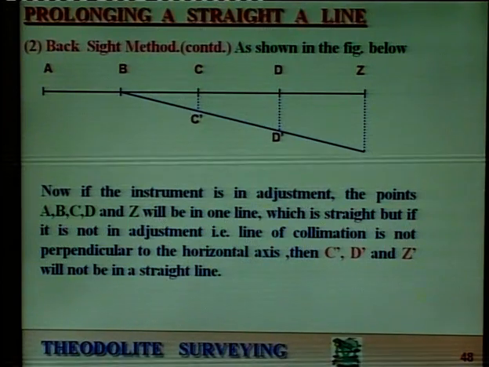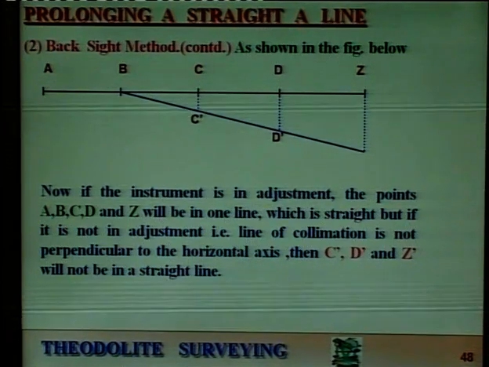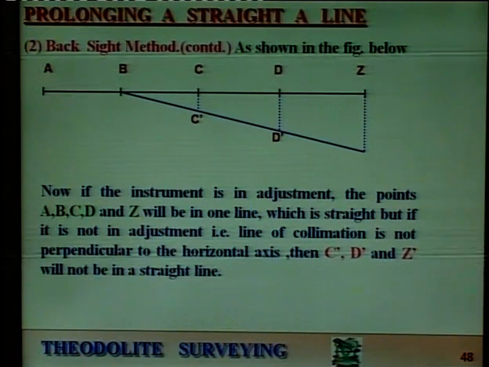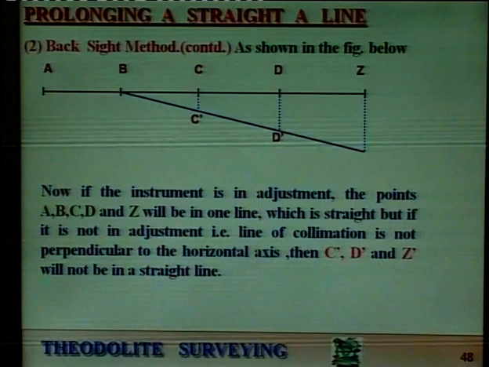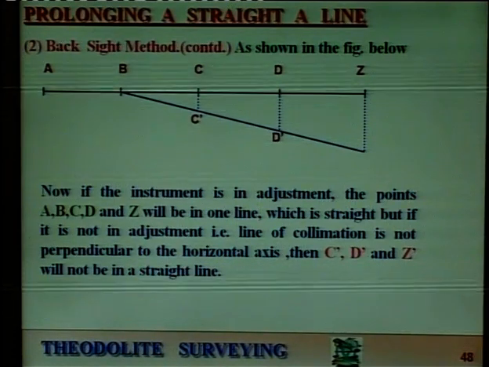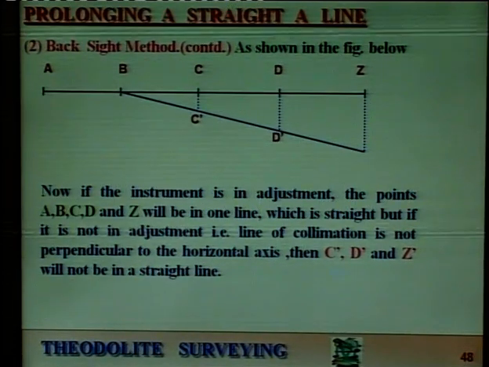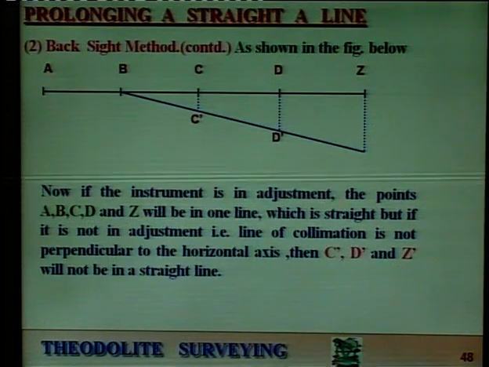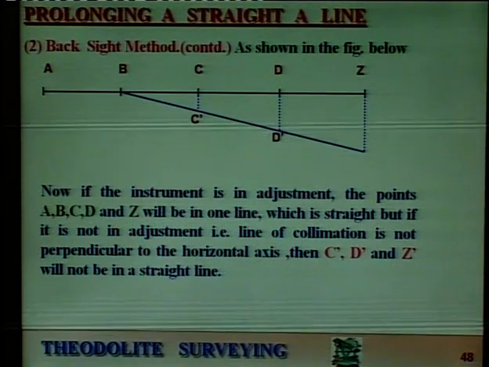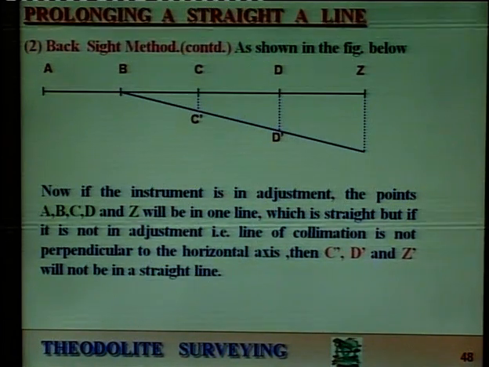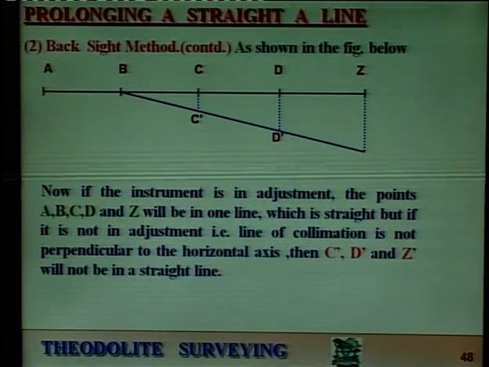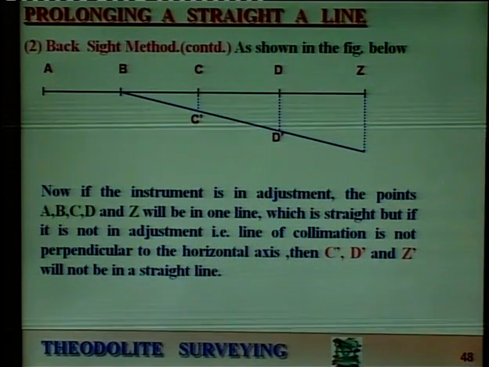Now, if the instrument is in adjustment, the points A, B, C, D will be in one line, that is, if the instrument is in the permanent adjustment. So, all these points will be in a straight line, but if the instrument is not in the permanent adjustment, that is, the line of collimation is not perpendicular to the horizontal axis, etc., then C, D and Z will not be in a straight line.